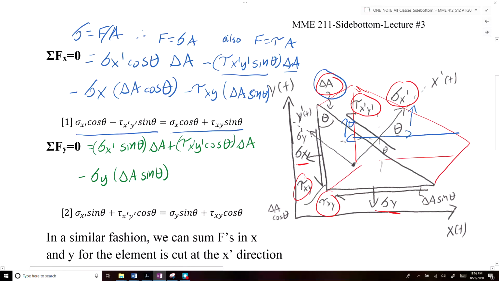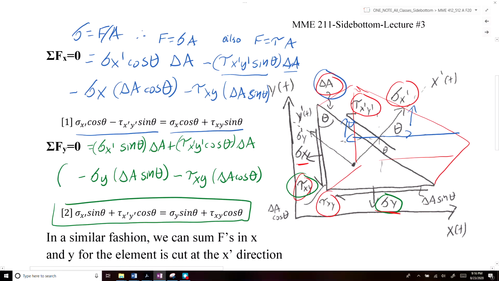And then we'd have shear stress that's going along the y-axis, which is going along the negative axis as well. So we have tau xy times delta A cosine of theta. All right. So if you move all the unprimed terms to the other side of the equation, we can divide by delta A, and we end up with equation number 2.